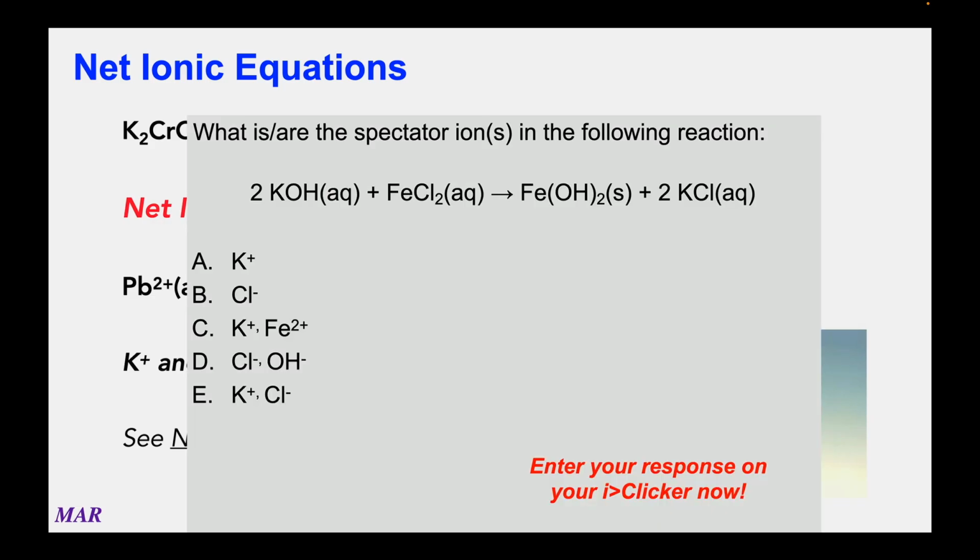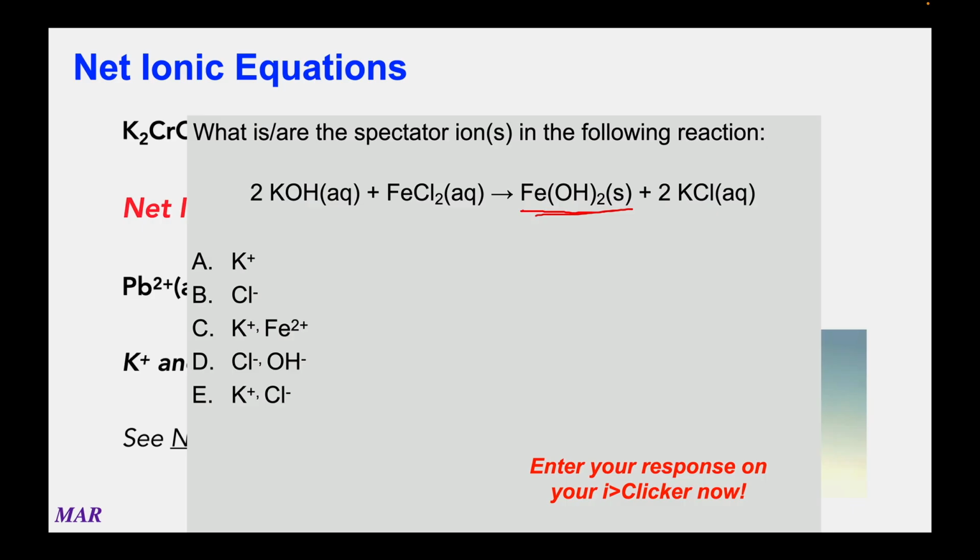Here's a reaction. Potassium hydroxide is reacting with iron 2 chloride. It's going to make iron 2 hydroxide and potassium chloride. And the question is here, what is or are the spectator ions in this reaction? Well, you could break it up into the ions, break up all the AQ things and cancel what's left. Another way, though, to think about it, you don't want to eliminate anything that makes the solids, liquids, and gases. And iron 2 hydroxide is the only solid here.